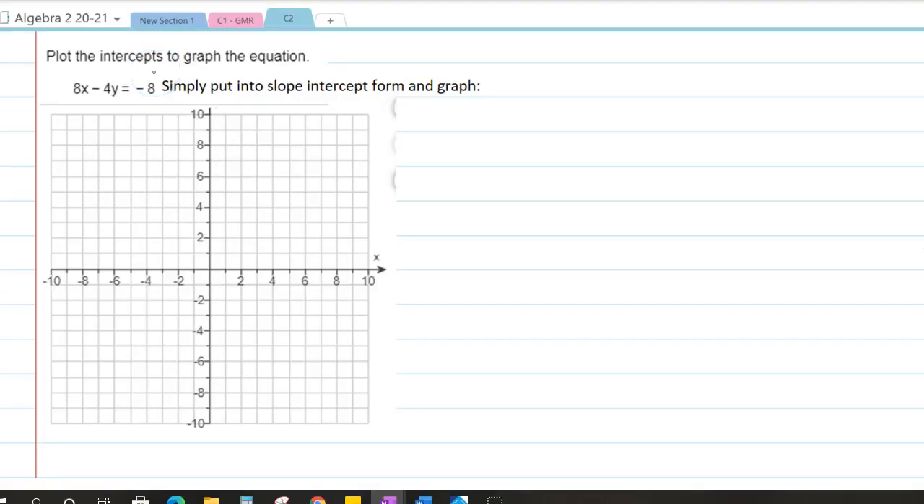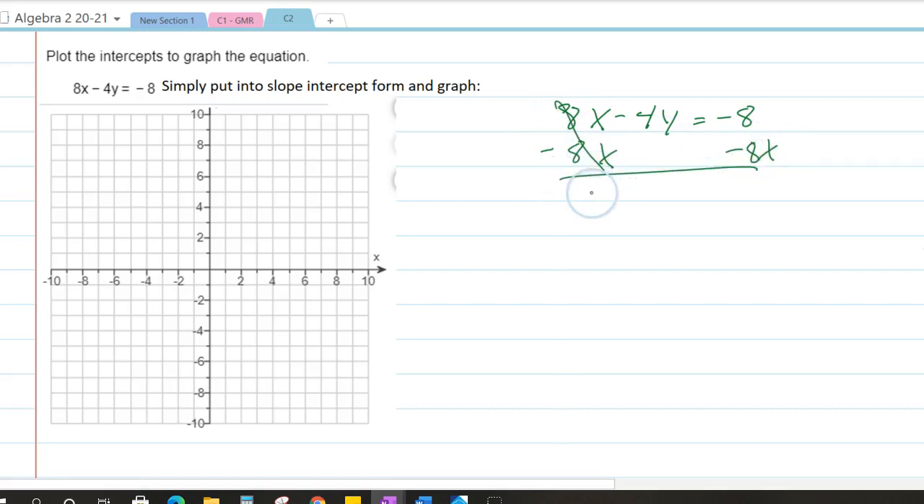You're going to see some problems that ask you to plot the intercepts to graph the equation. Now the easiest way by far is to simply just put it into slope-intercept form and graph like you already know how to. In order to get the y all by itself, we need to do PEMDAS backwards. So we subtract the 8x to the other side, cancels out, and gives you negative 4y is equal to negative 8x minus 8.